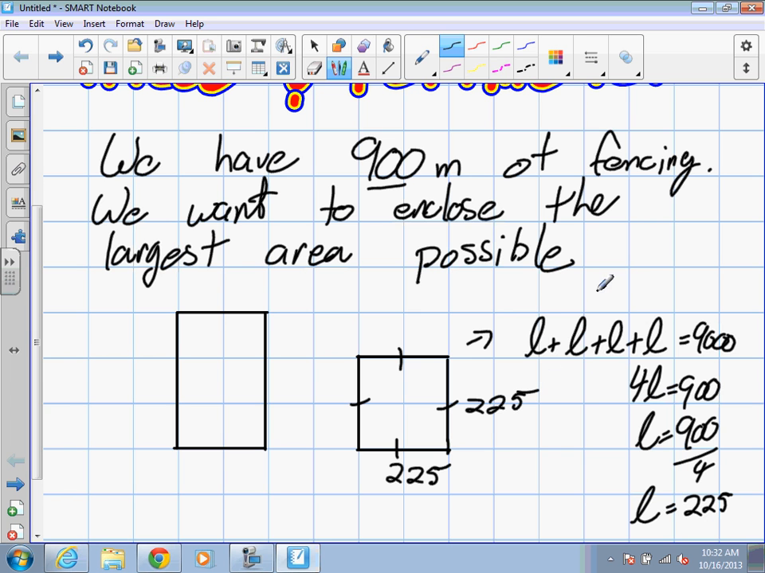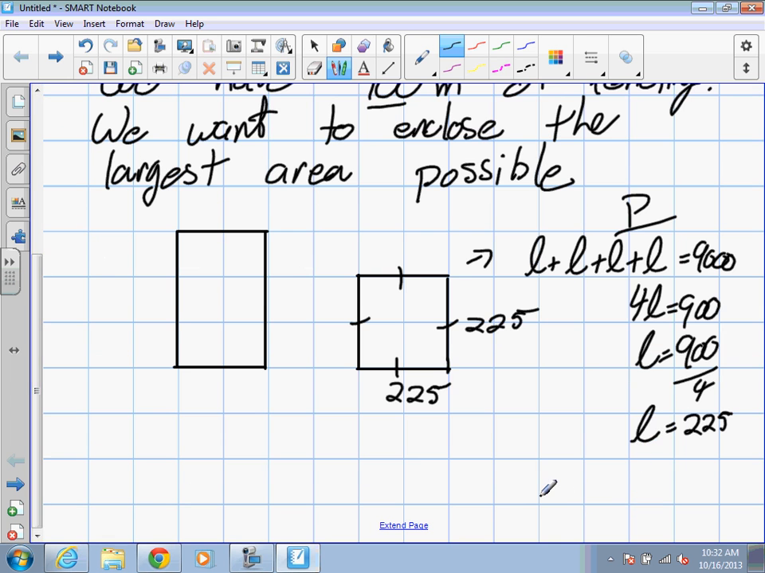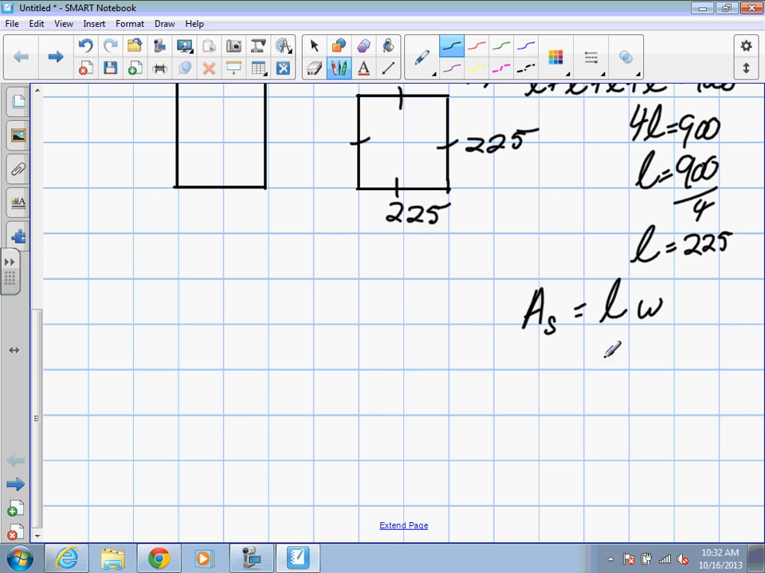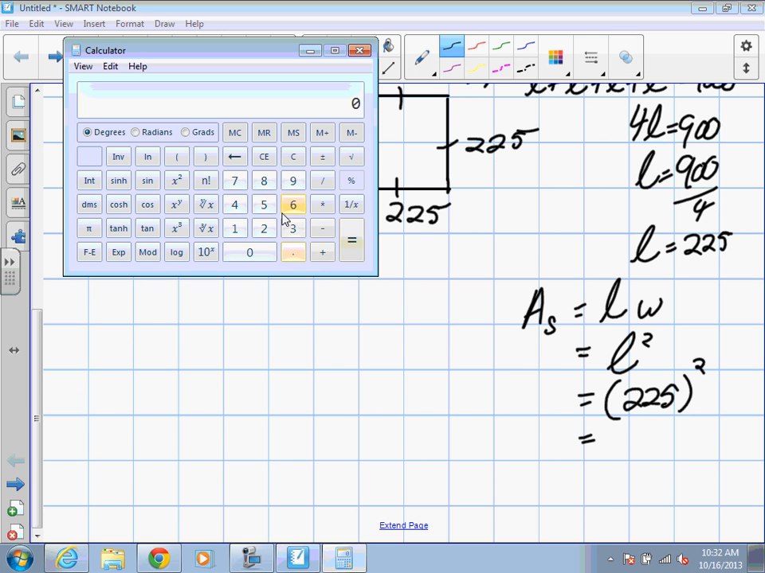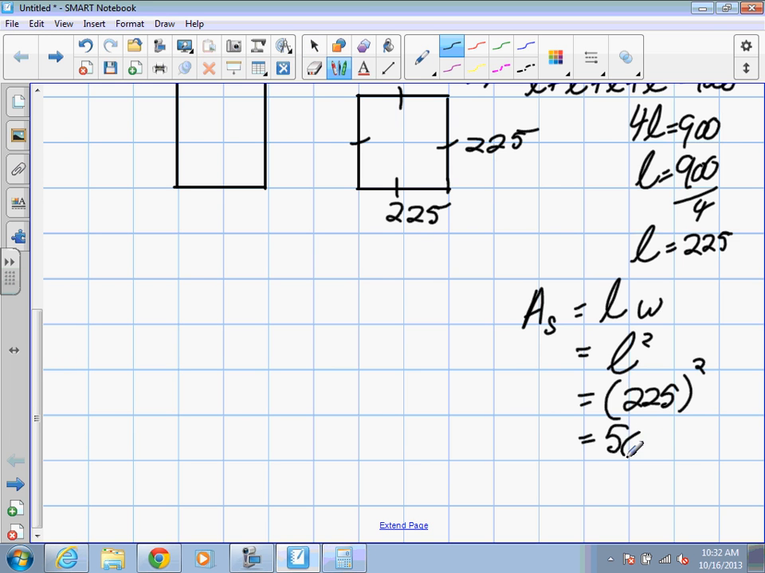So this was the perimeter. We just used perimeter of a square. Area of a square is a little different. Area of our square is equal to length times width. Now, in a square's case, they're identical, so you could say L squared if you like. So let's go with 225 squared. It'll be probably a relatively large number. Let's bring up a calculator. 225 squared, 50,625. And it was meters squared.